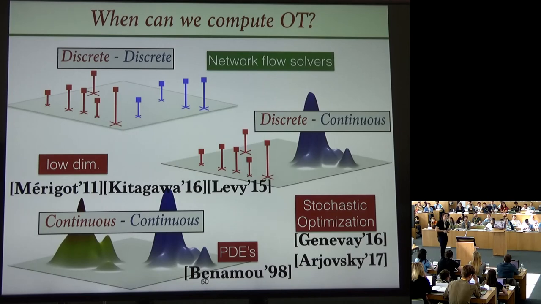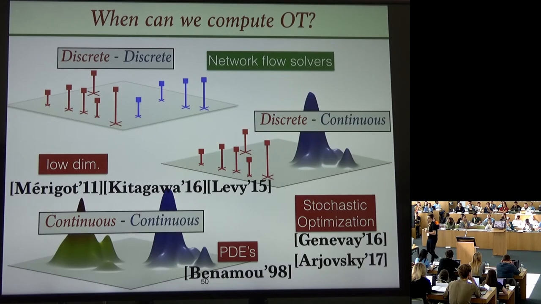And just to give a broad, I mean, very loose description. Basically, the discrete-to-discrete problem can be solved with network flow solvers, typically simplex method. And I will describe this next. The discrete-to-continuous is a lot more complicated.